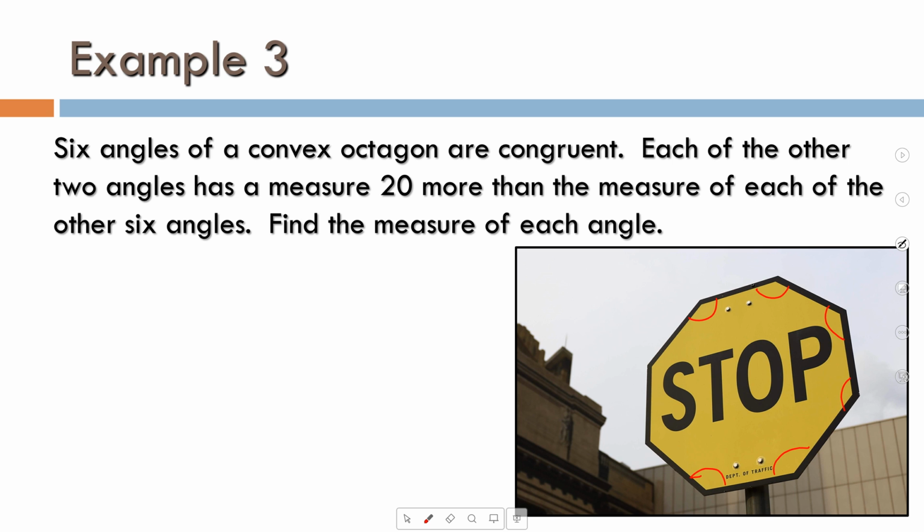Therefore, how would you like to label them? If you don't know the measure of something, what do you commonly use to refer to its measurement? X. Beautiful. X, X, X, X, X, and X. Each of the other 2 angles has a measure 20 more than the measure of the other 6 angles. Therefore, how do I express the measure of this angle and that angle?